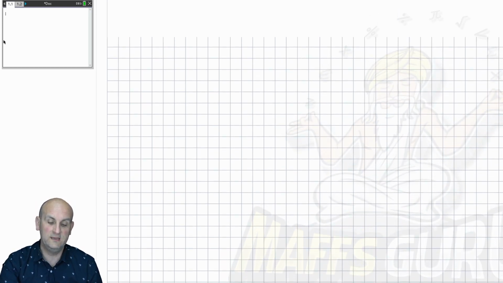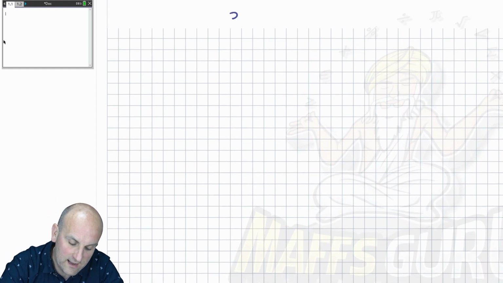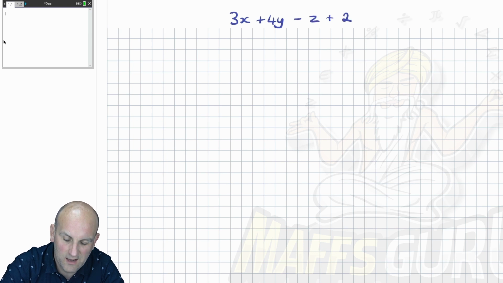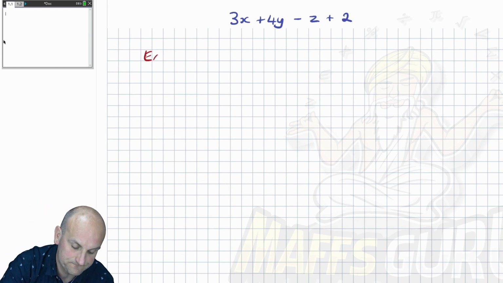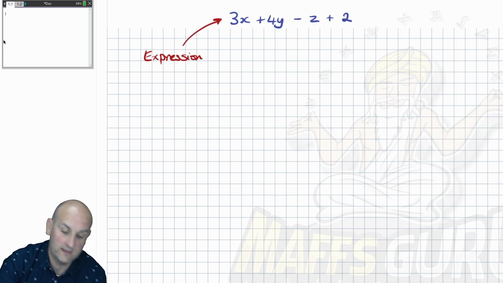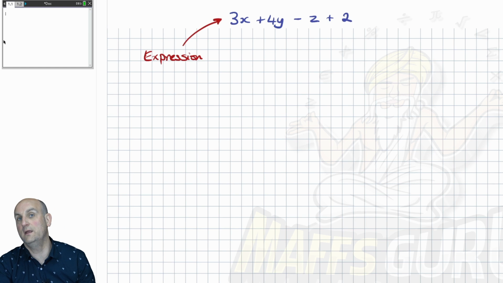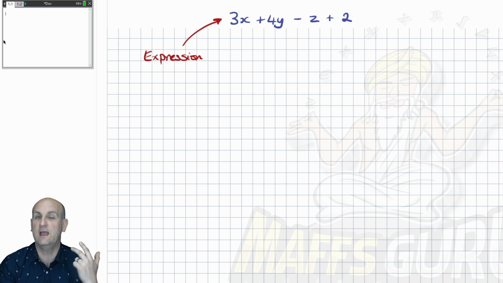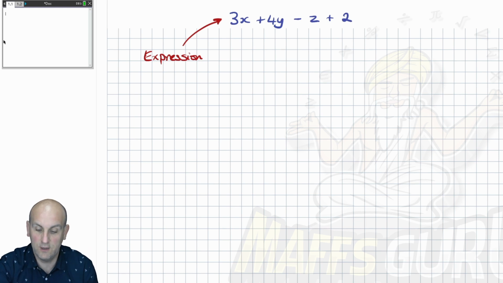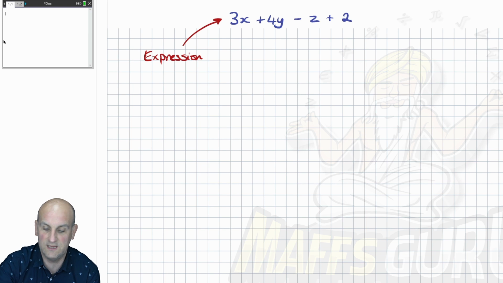If you remember from a previous video, if I had 3x plus 4y minus z plus 2, that there is an expression. And the reason it's an expression is because it has no equal sign in it, yes? So in this situation, I might be able to simplify it, I might be able to evaluate it, but it's an expression. It's made up of numbers and letters. So we know we have pronumerals, and we have coefficients, we have constants. And again, if you don't know what the difference between those are, go and watch the video.